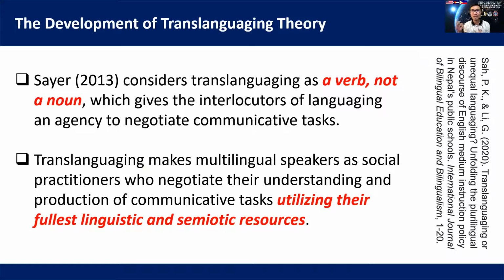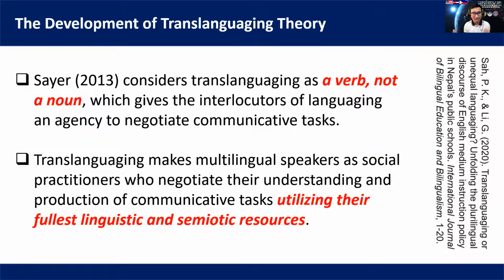Since there is an ongoing negotiation of meaning, that's the time that you are free to access all linguistic repertoires you have. Translanguaging makes multilingual speakers social practitioners who negotiate their understanding and production of communicative tasks utilizing their fullest linguistic and semiotic resources. So, for example, you are meeting with someone who doesn't know the English language, then you're going to go down to that level. If this person knows your vernacular, then you'll be communicating using your vernacular.